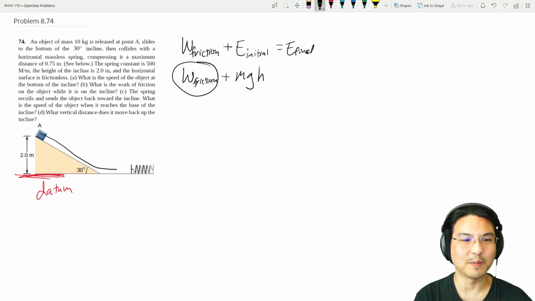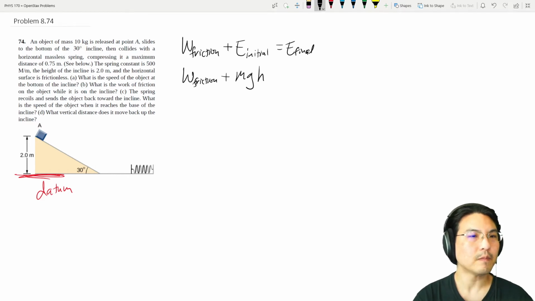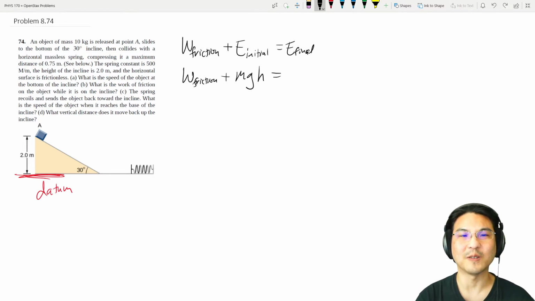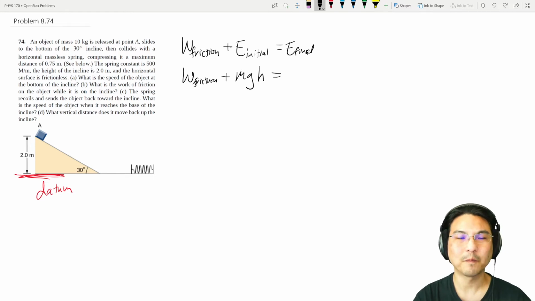That whole time there's work being done by friction. And then it smashes the spring. So when it compresses the spring to some maximum distance, what is the energy now? It's at the datum, so the gravitational potential energy is now 0. At the maximum compression, the block is at rest right at that instant, so the kinetic energy is 0. Right after, it's going to bounce and go back the other way. But at the instant the spring is compressed maximum, the velocity is 0.